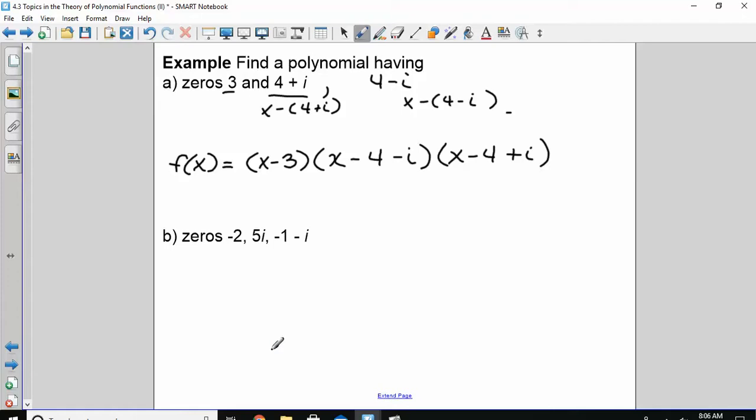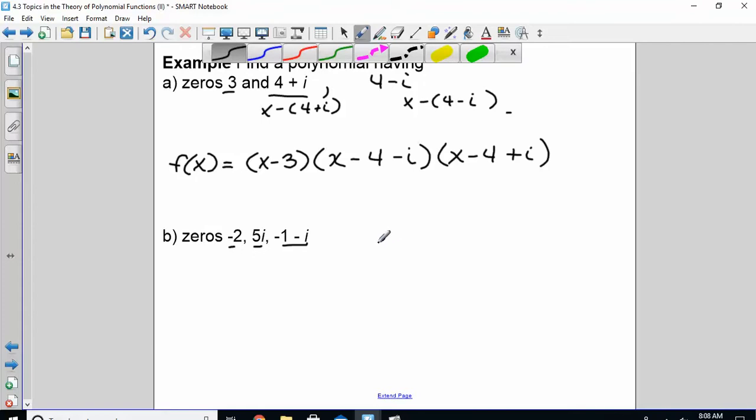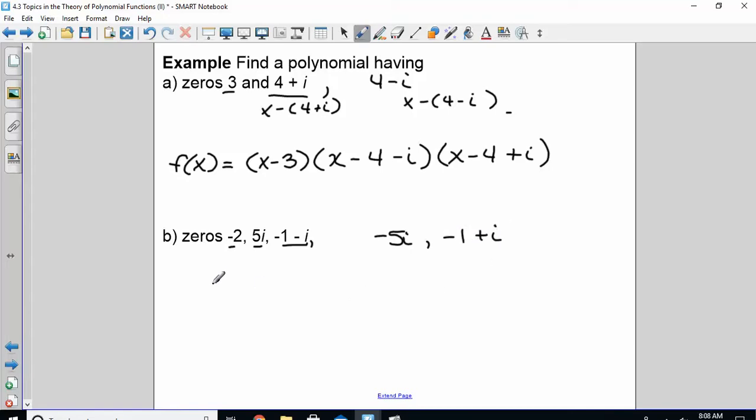Alright, you guys take a second and try B. I've given you 3 zeros. So figure out if you need any more, and then write your factored form for me. If 5i is a 0, what else has to be? Negative 5i. The conjugate just changes the sign on the imaginary part. Okay, if negative 1 minus i is a 0, what else has to be? Okay.